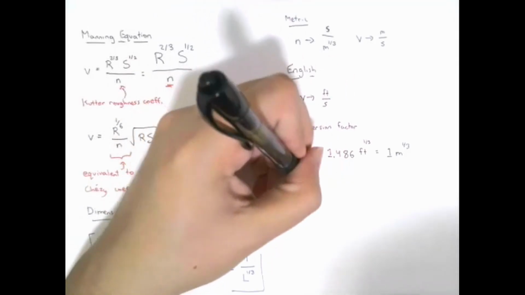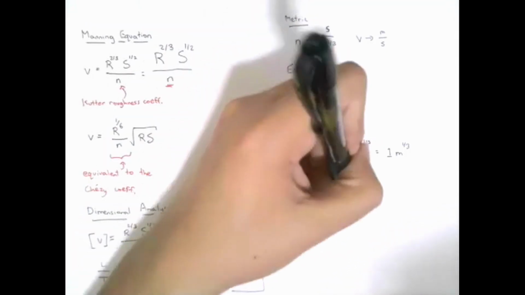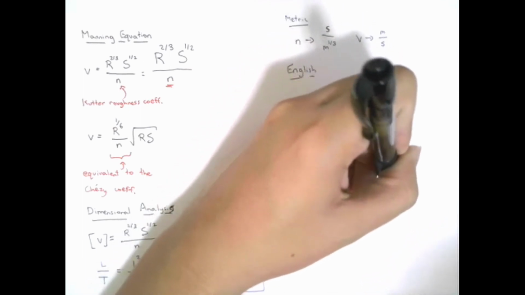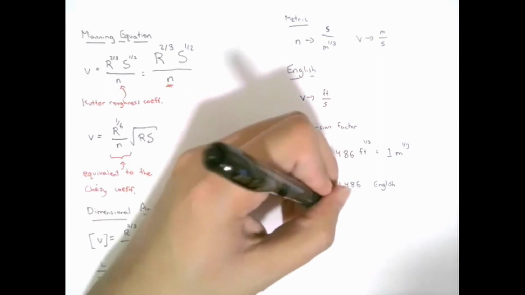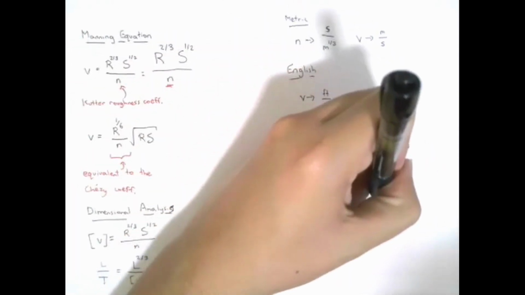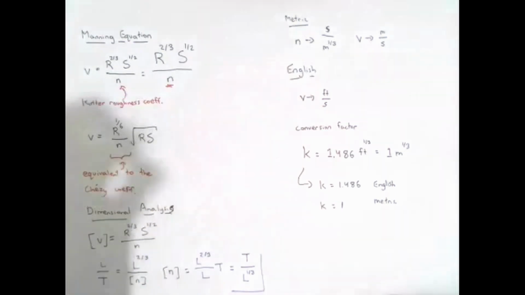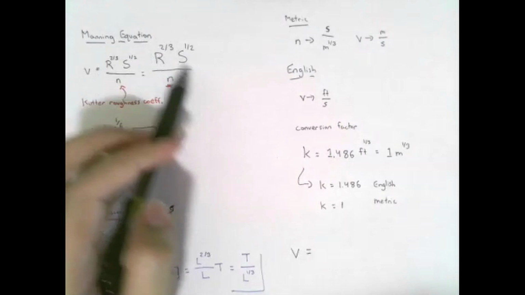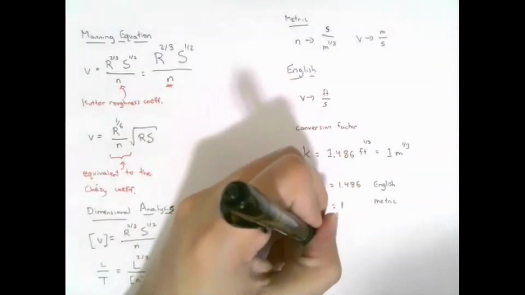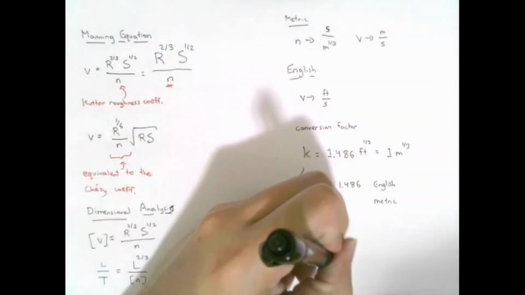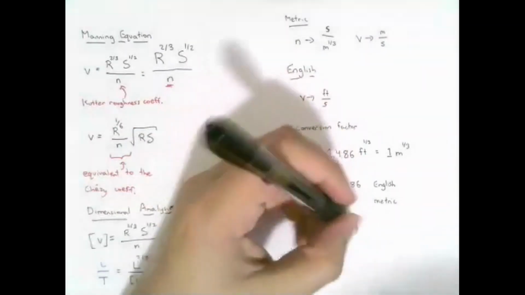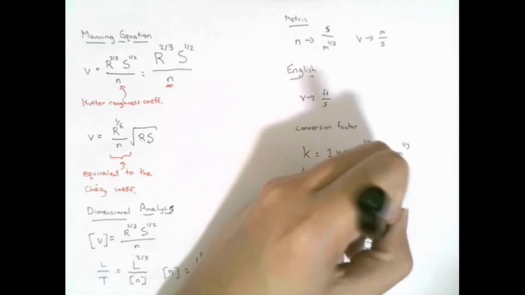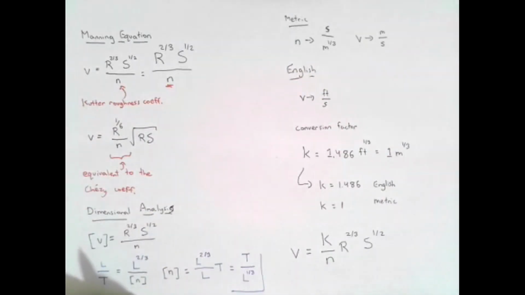This conversion factor K then is applied to be 1.486 when we are dealing with English units. And it will be just 1 because there's no conversion necessary when we're dealing with metric units. And by applying this conversion factor, Manning's equation becomes the equation that we already know, but with a K factor added. So we typically write it as K over n, the conversion factor over n, times hydraulic radius to the 2/3 times slope to the 1/2.